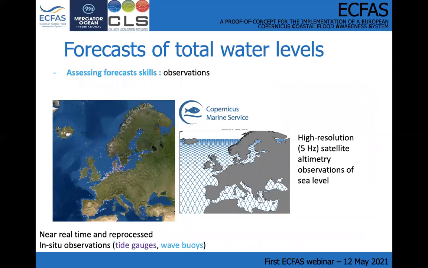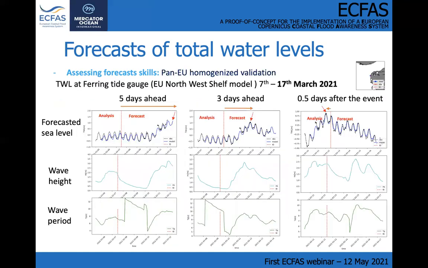We are also assessing the forecast skills of the models with observations, so by comparing them to observation. And those observations are mostly coming from the Copernicus Marine Service with near real-time and reprocessed in situ observation with tide gauges and wave buoys, as you can see, and you can see that distribution on the left panel. And on the right, you can see also the satellite altimetry along-track data that we use with a high resolution of 5 Hertz to assess the models.